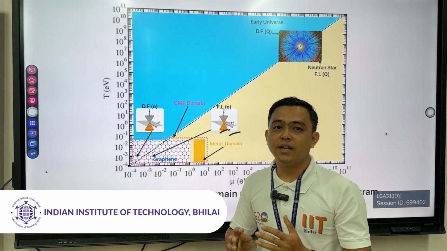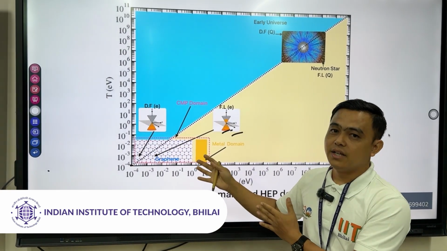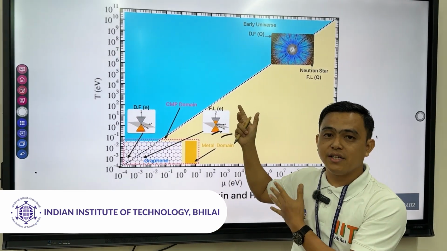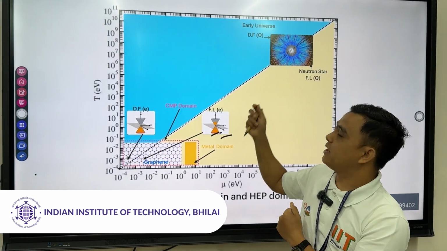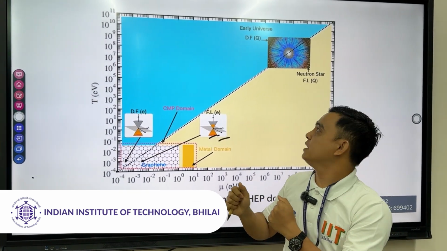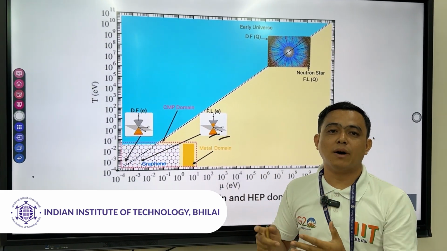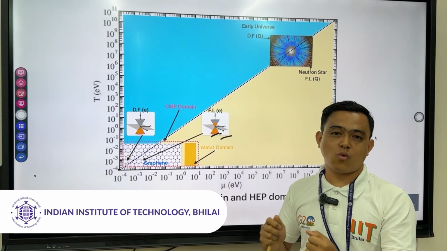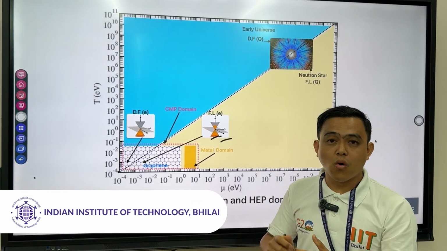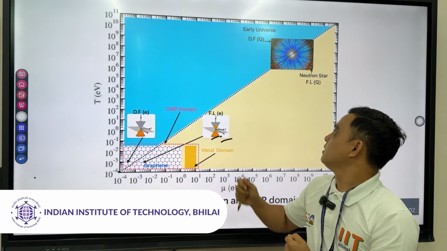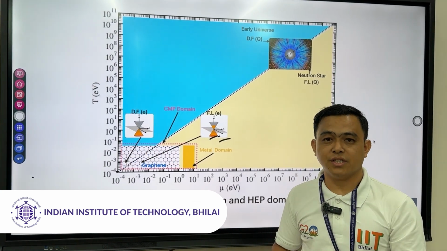And the same as we define here, in the high energy physics domain also we can define the derived fluid region, like the early universe QGP system, and the cores of neutron stars as the Fermi liquid region.